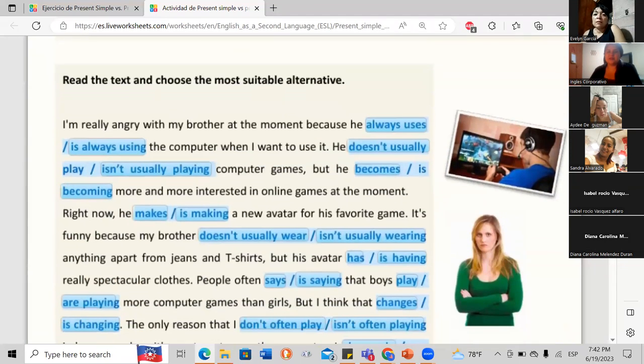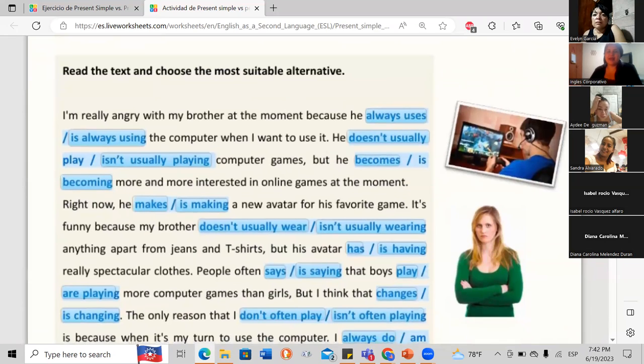Read the text and choose the most suitable alternative. Okay. I'm really angry with your brother at the moment because he always uses or he is always using the computer when I want to use it. He's always using the computer when I want to use it.